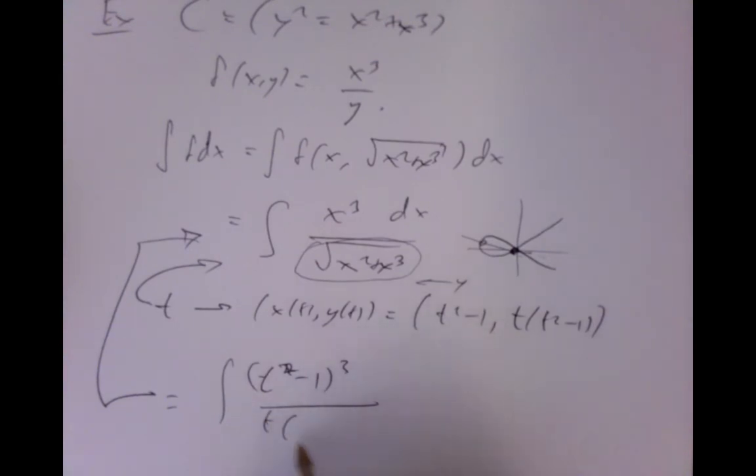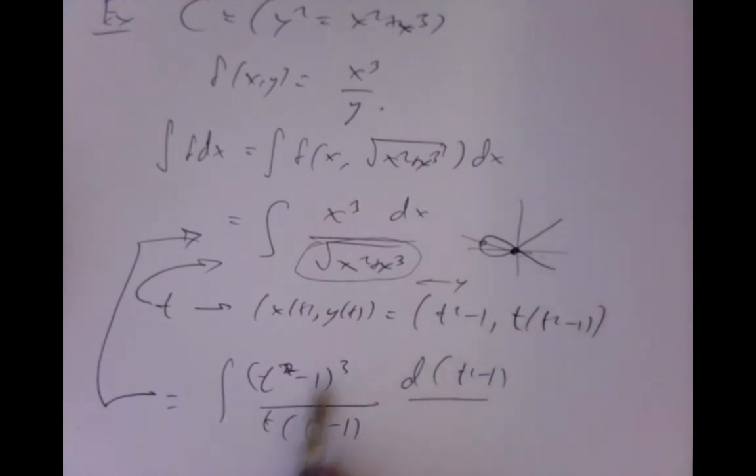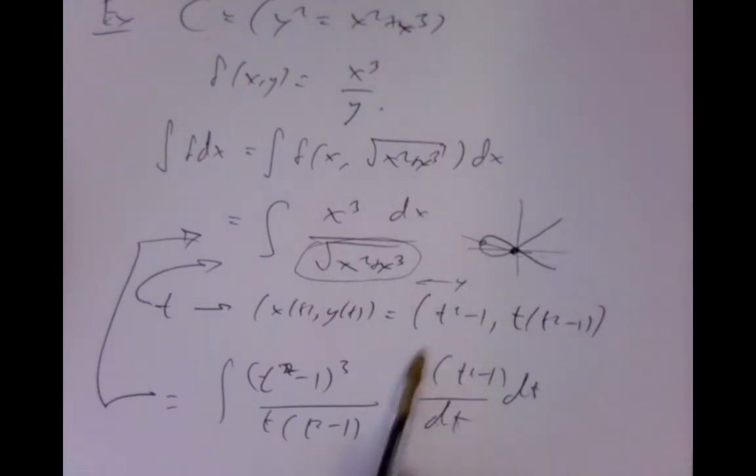So it's t times t squared minus 1, and then we have to do dx/dt dt, so d of t squared dx, because it was an integral dx. Now we have to turn it into an integral dx/dt dt. When you do substitutions in integrals, you get dx/dt dt. And that's t squared minus 1, so that I can easily do.